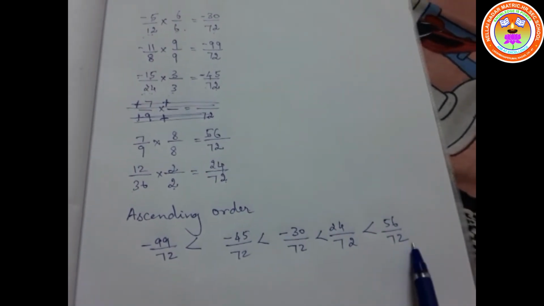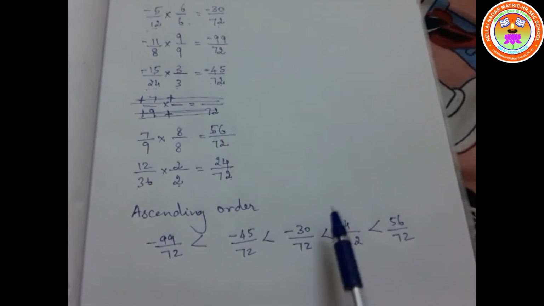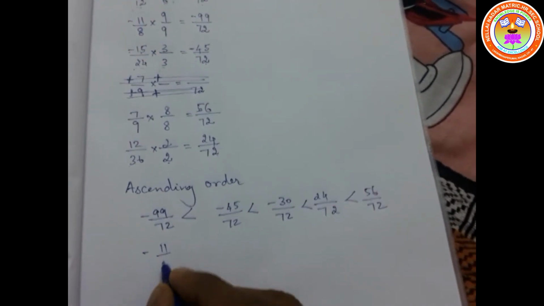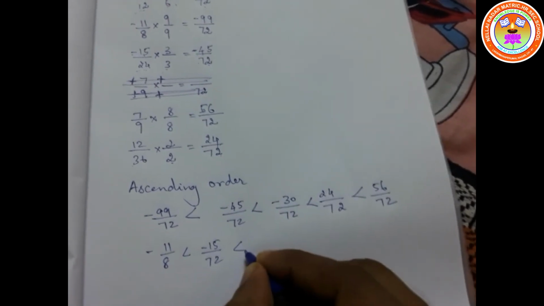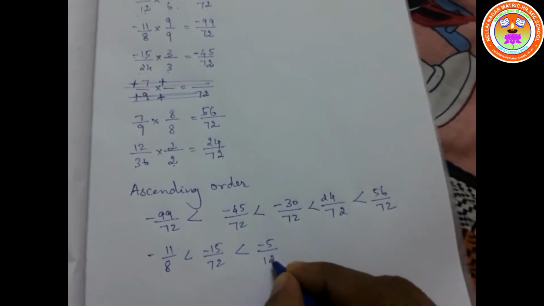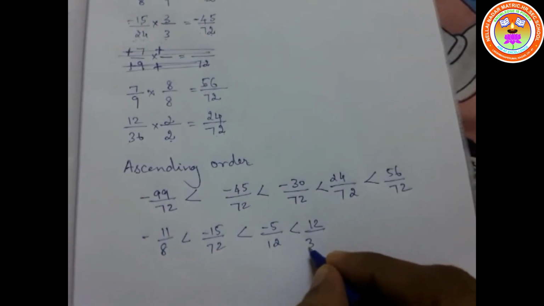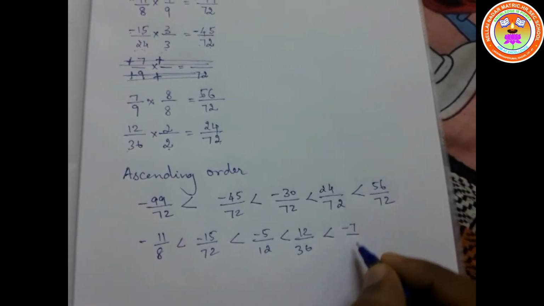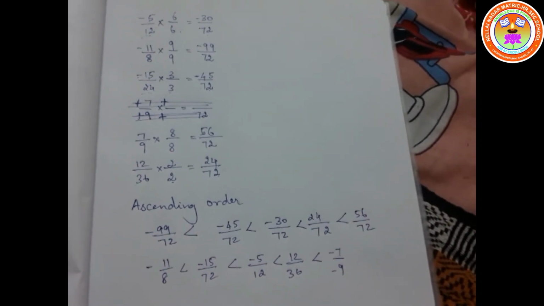Don't leave the answers like this. This one we have to convert into the original number. Minus 99 by 72, what is the original number? Yeah, minus 11 by 8. Then minus 45 by 72 is minus 15 by 24. Minus 30 by 72 is minus 5 by 12. Minus 24 by 72 is minus 12 by 36. The last, 56 by 72, is 7 by 8, which is just minus 7 by minus 9. Clear? This is the ascending order.